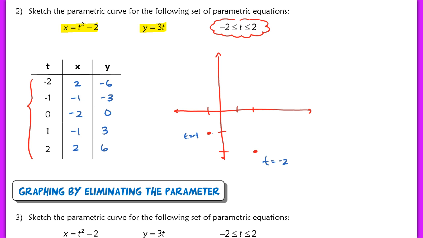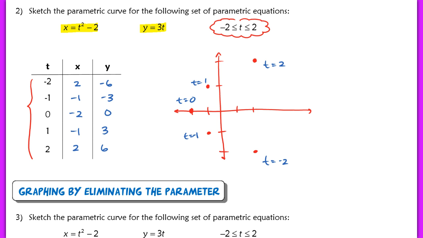When time is equal to 0, I have the coordinate (-2, 0). So let's put that right here. And when time is equal to 1, I have the coordinate (-1, 3). So we'll put that coordinate about here. When time is equal to 2, I have the coordinate (2, 6). So let's put that about right here. As you can see, I have another parabola that's opening to the right.